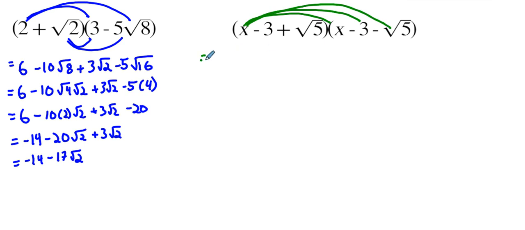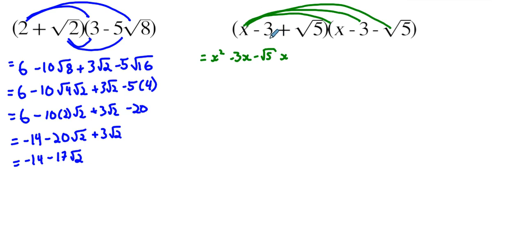So this is going to equal x times x is x squared. X times negative 3 is negative 3x. X times negative root 5 is negative root 5x. Make sure that that x doesn't look like it's under the radical symbol.